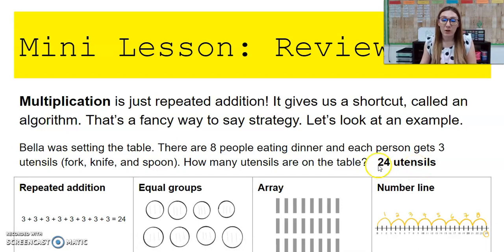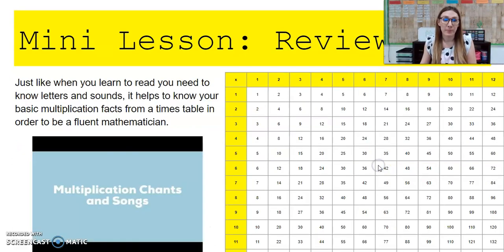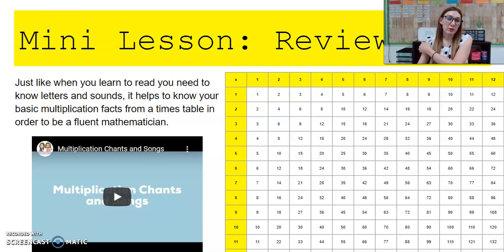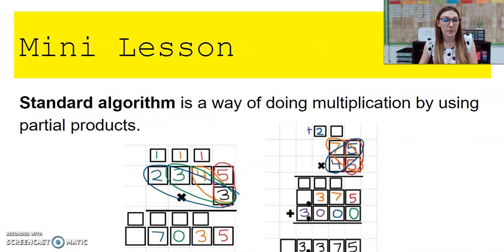But what happens is when our numbers get larger, we need other strategies. So just like when you learn to read, you need to know letters and sounds, it helps to know your basic multiplication facts from a times table in order to be a fluent mathematician. So we're going to be referencing this times table quite a lot, as well as practicing our multiplication facts so we can become fluent. I'm going to link these multiplication chants and songs for you guys as well.